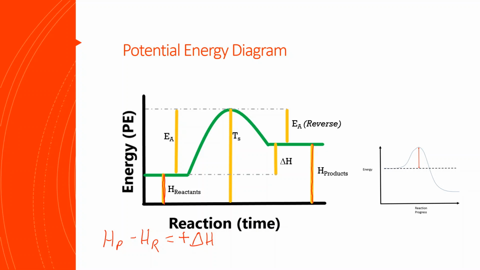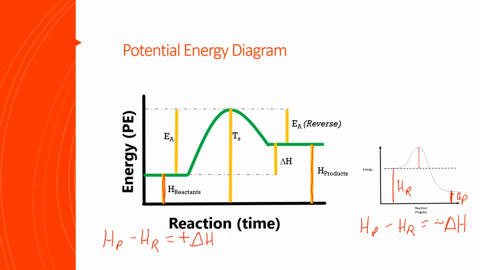Now let's look over here at this smaller potential energy diagram just for the sake of looking at a different type of situation. Here we have the enthalpy of the products and the enthalpy of the reactants. If we take H sub P and subtract H sub R, is our sign for the delta H going to be negative or positive? If you said negative, you are correct.